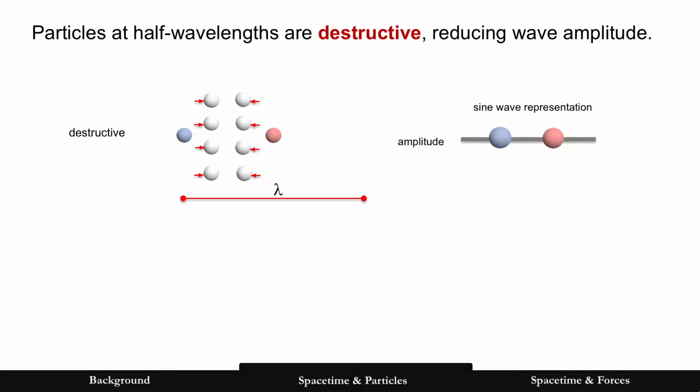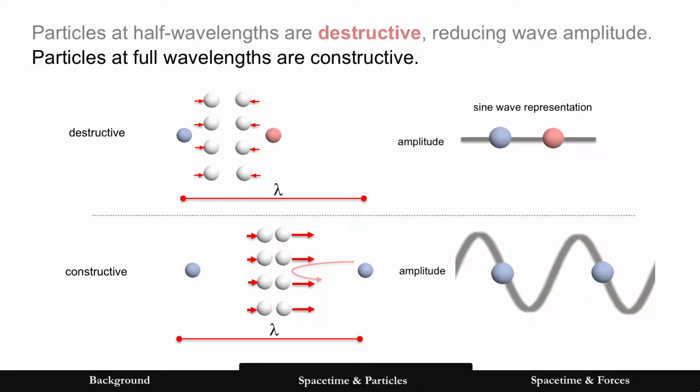Now, why is that important? Because particles at half wavelengths are destructive. So if you imagine granules traveling in different directions on that wave and colliding, the sine wave representation of that is on the right, and there's zero amplitude. Now, when they are placed at whole wavelengths, they will be constructive, and therefore increasing energy, and therefore increasing amplitude. That's going to be shown to be charge.